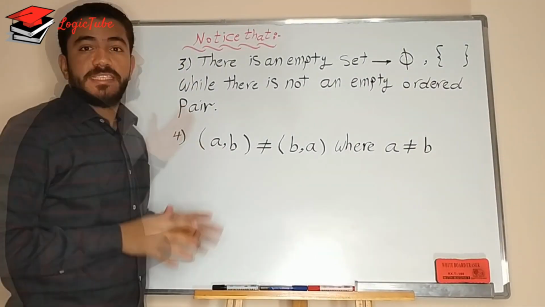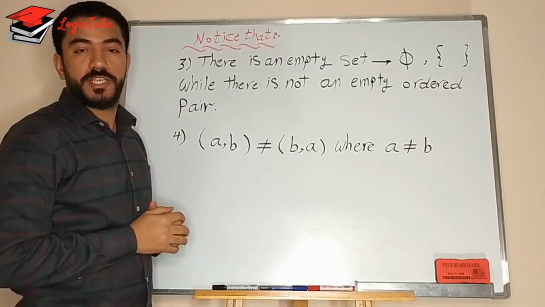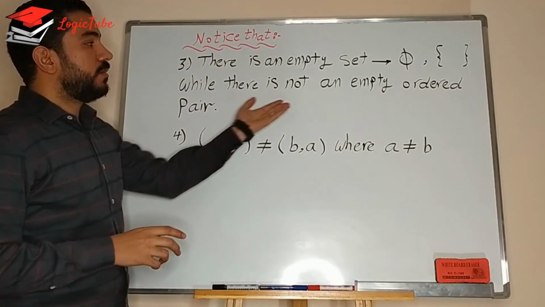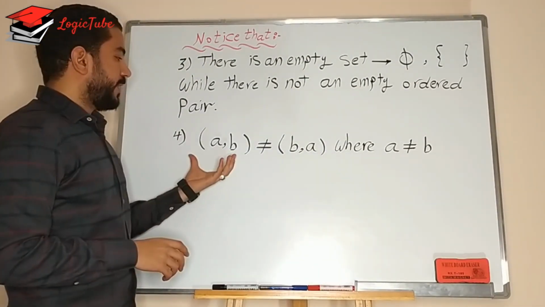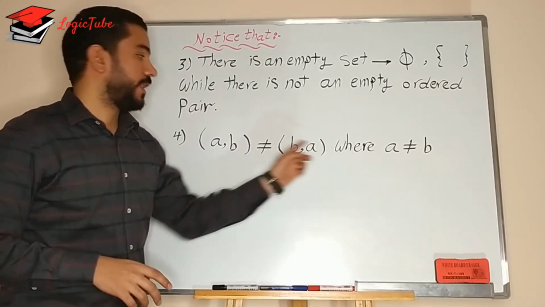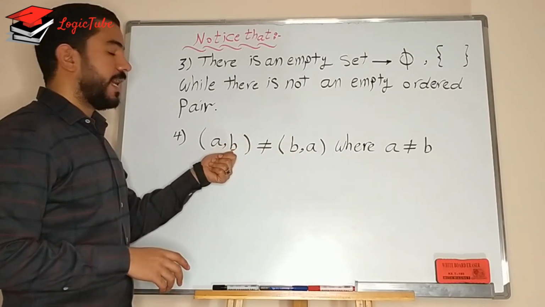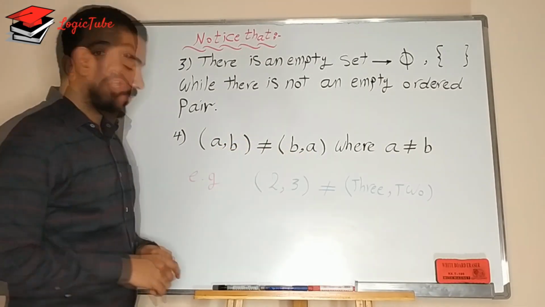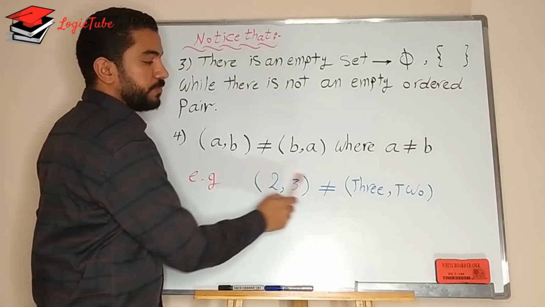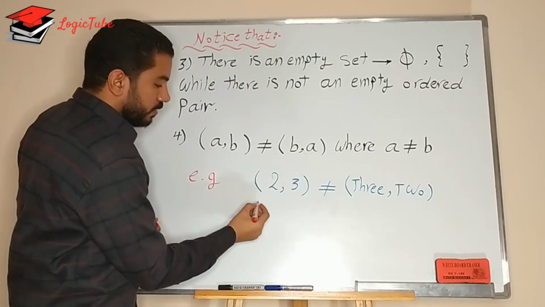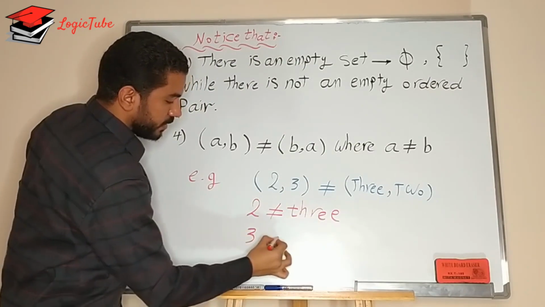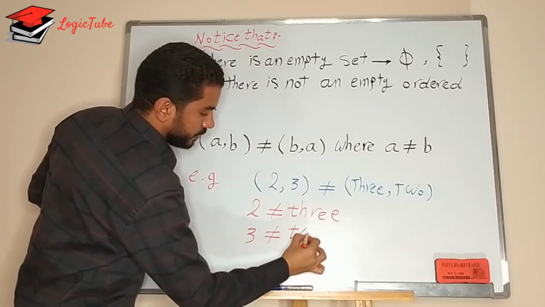Notice number 3. There is an empty set which is denoted by phi or empty braces, while there is not an empty ordered pair. The ordered pair of A and B is not equal to the ordered pair of B and A, where A is not equal to B and B is not equal to A. For example, the ordered pair of 2 and 3 is not equal to the ordered pair of 3 and 2. Why? Because 2 is not equal to 3 and 3 is not equal to 2.